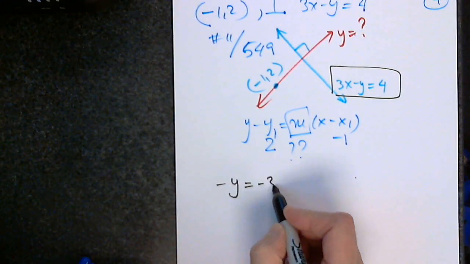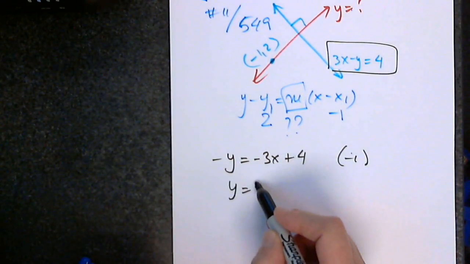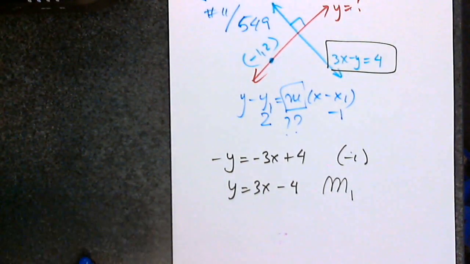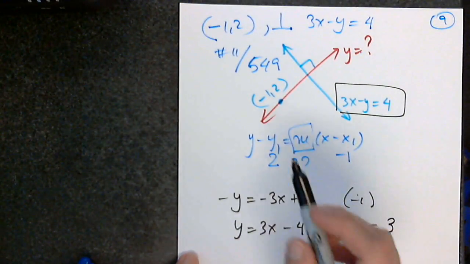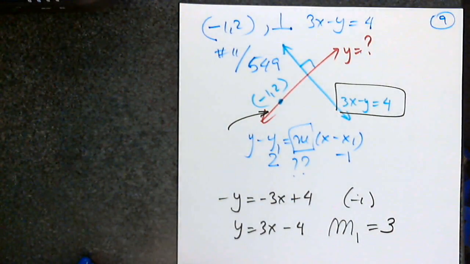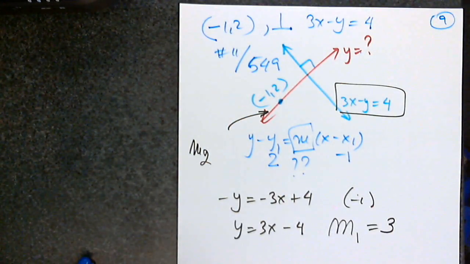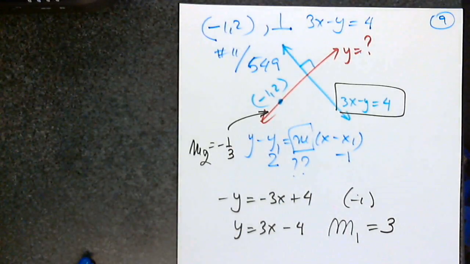So -y = -3x + 4. I will multiply both sides by -1 to get this. And now I know the slope that I will call m1. So what is a slope? Good. Because of that, I will easily identify the slope m2 of the red line: -1/3. Yes, the negative multiplicative inverse.